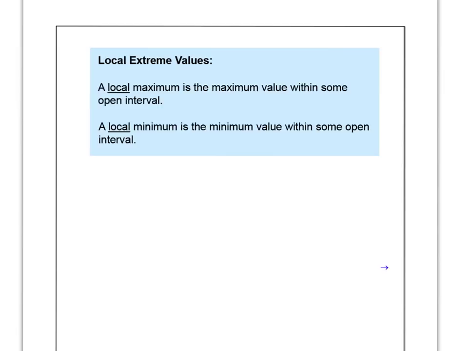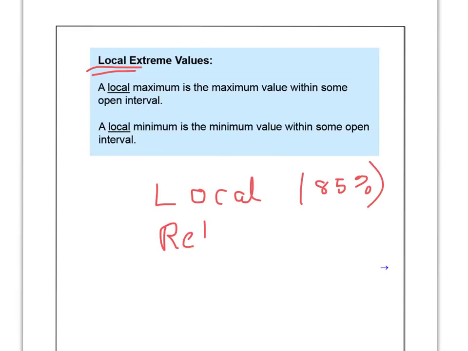And then local extreme values are a little bit different. These are local. These are not global or absolute. Local is used about 85% of the time. They will use another word interchangeably with local, and that's relative.